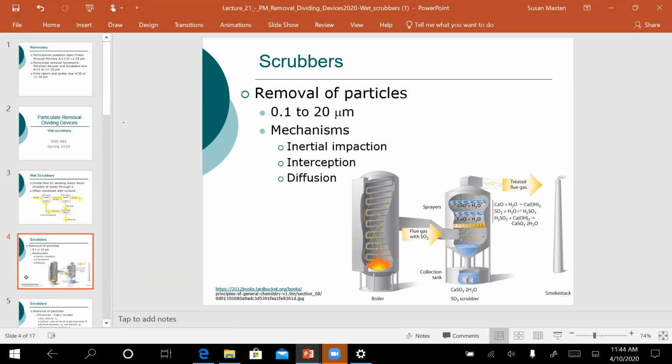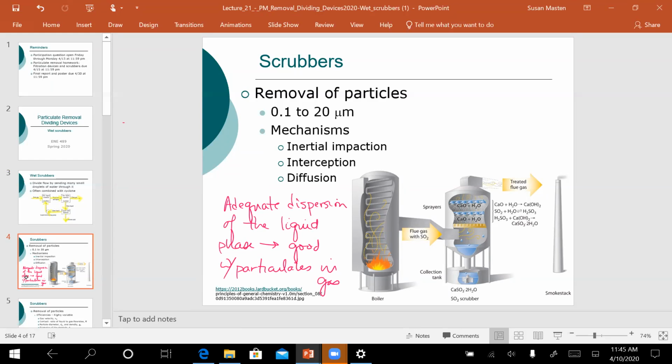Typically, we're looking at removing particles that are between about 0.1 microns up to 20 microns in size. And the major goal of the contactor is adequate dispersion of the liquid, typically water, okay? And we want good contact with the particulates in the gas.